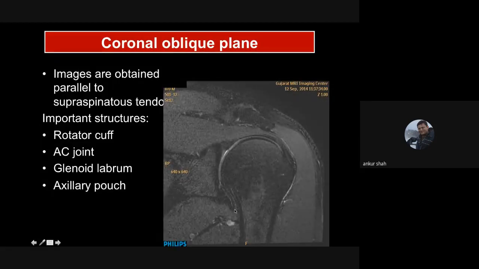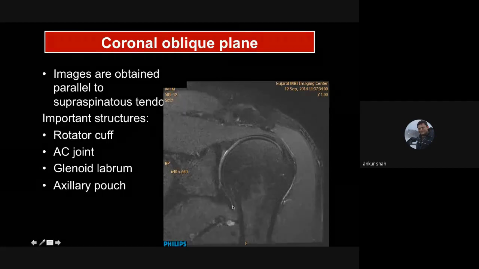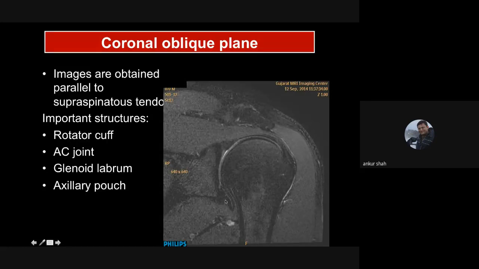This is the axillary pouch, which is formed by the inferior glenohumeral ligament. The importance is in patients who have frozen shoulder or adhesive capsulitis, there are edematous changes and soft tissue thickening in this region. So look carefully for the axillary pouch and any edema in this region.